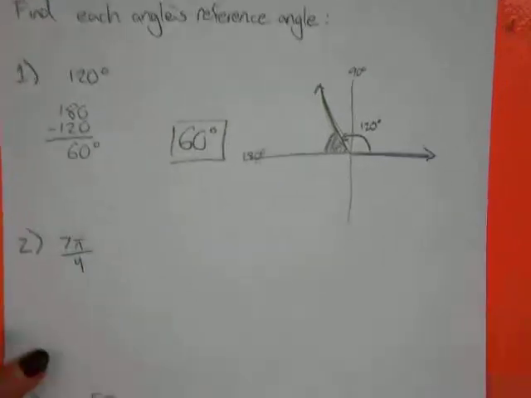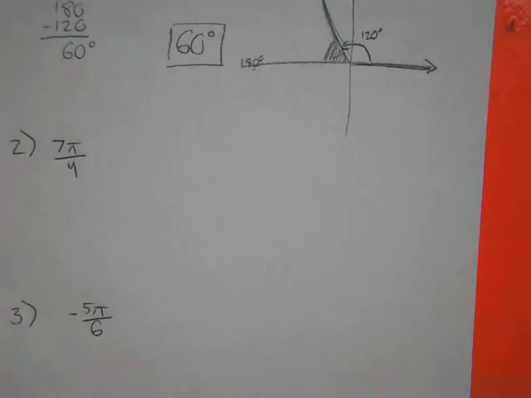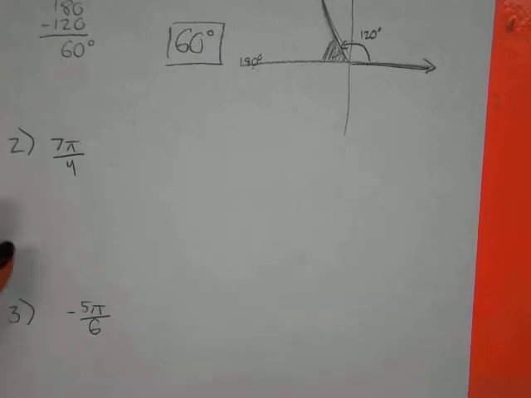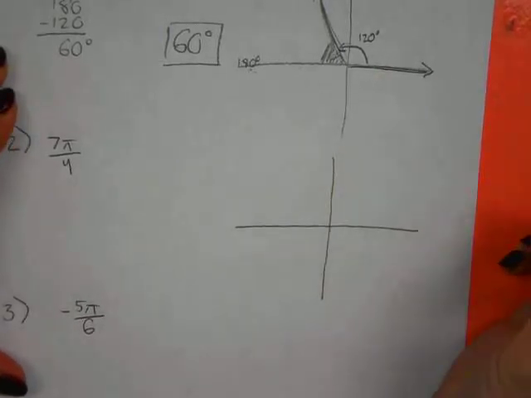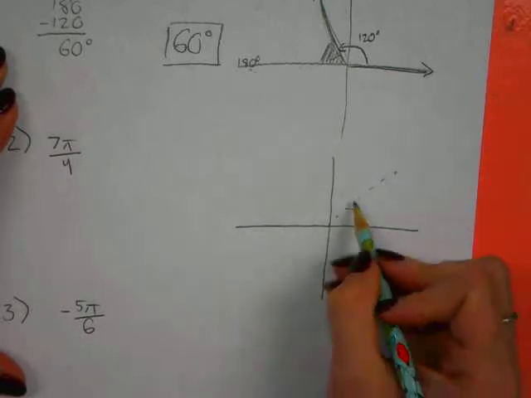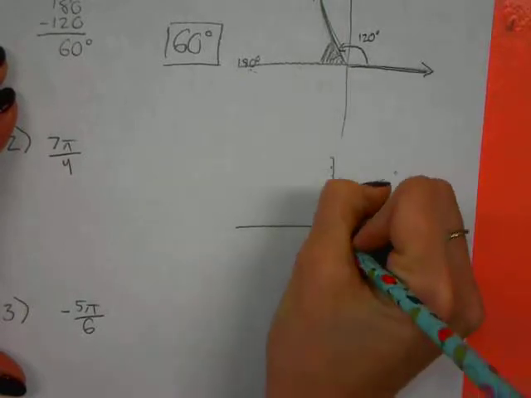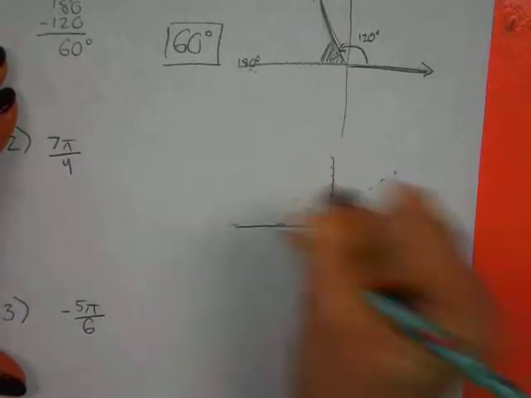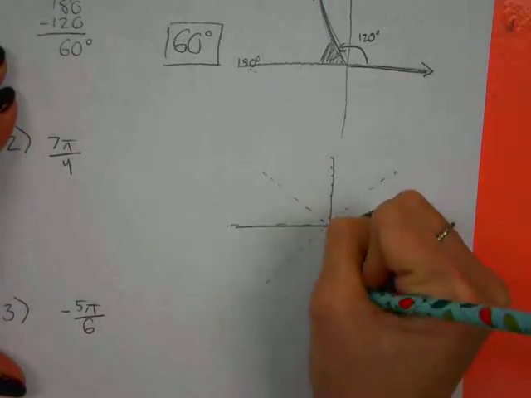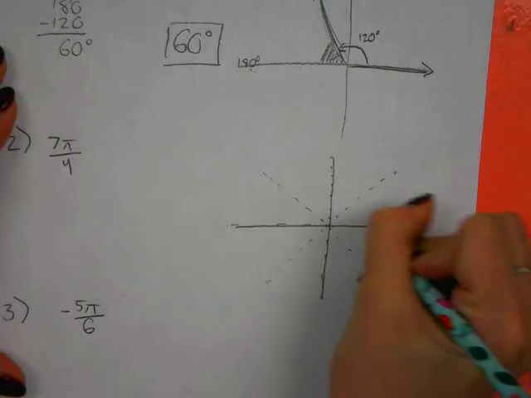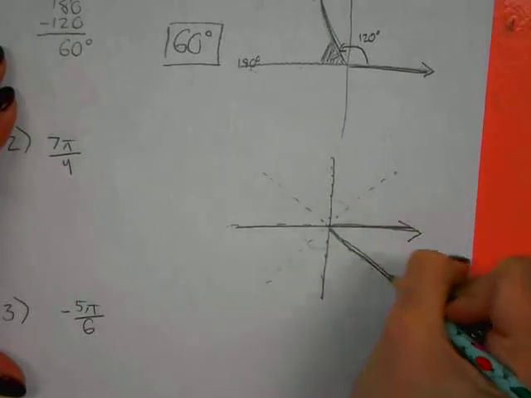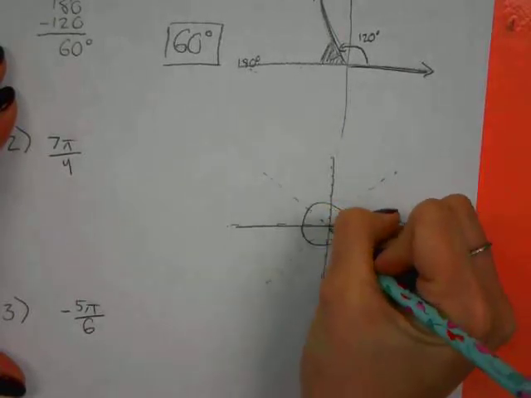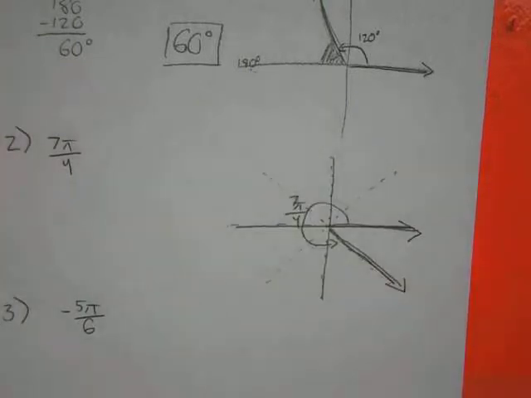Okay, let's look at one with radians. 7 pi over 4. Let's picture where that angle would be. If I think about pi over 4 being half of the quadrant, this would be pi over 4, 2 pi over 4, 3 pi over 4, 4 pi over 4, 5 pi over 4, 6 pi over 4, 7 pi over 4. So if this is my initial side, I'd go all the way around 7 pi over 4. This would be my angle right here.